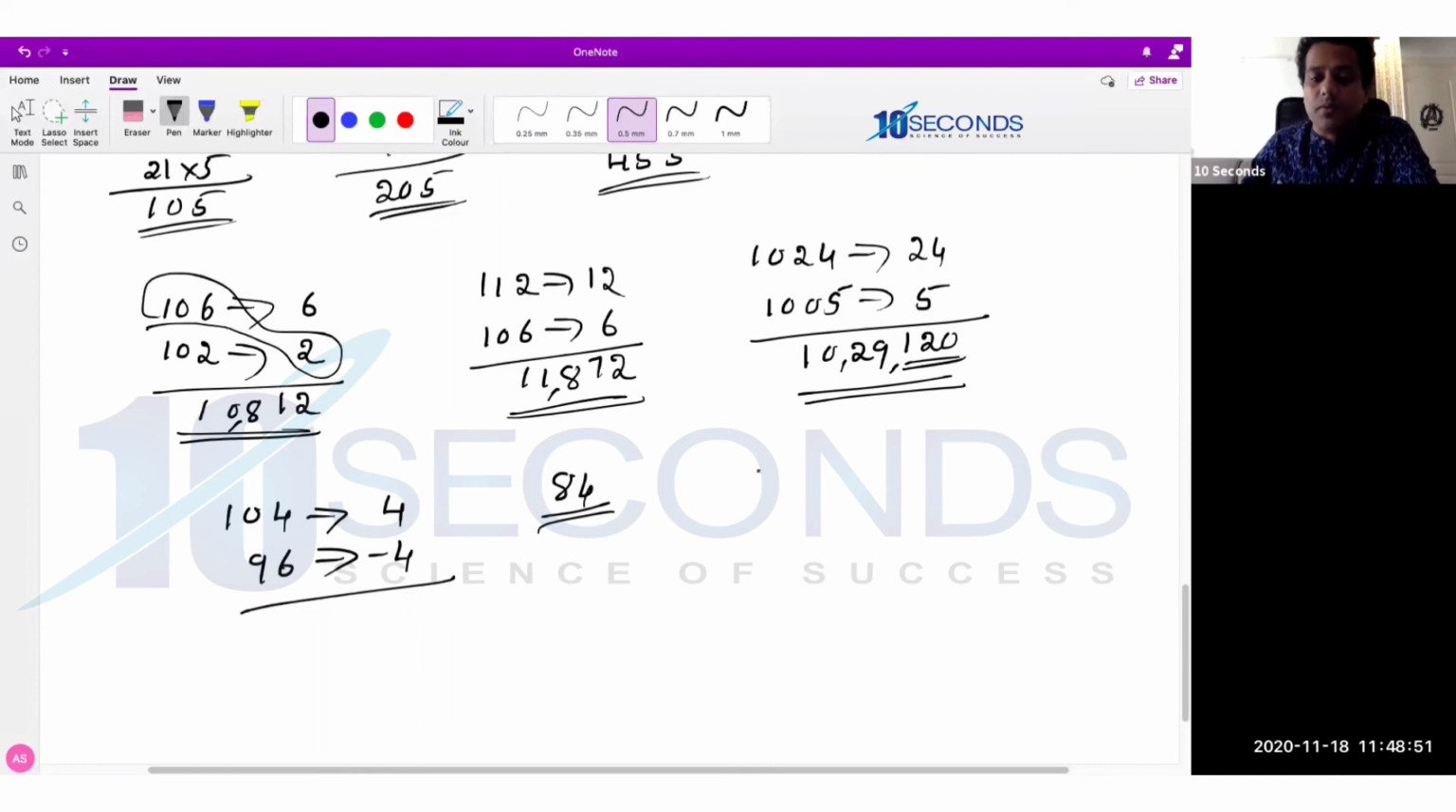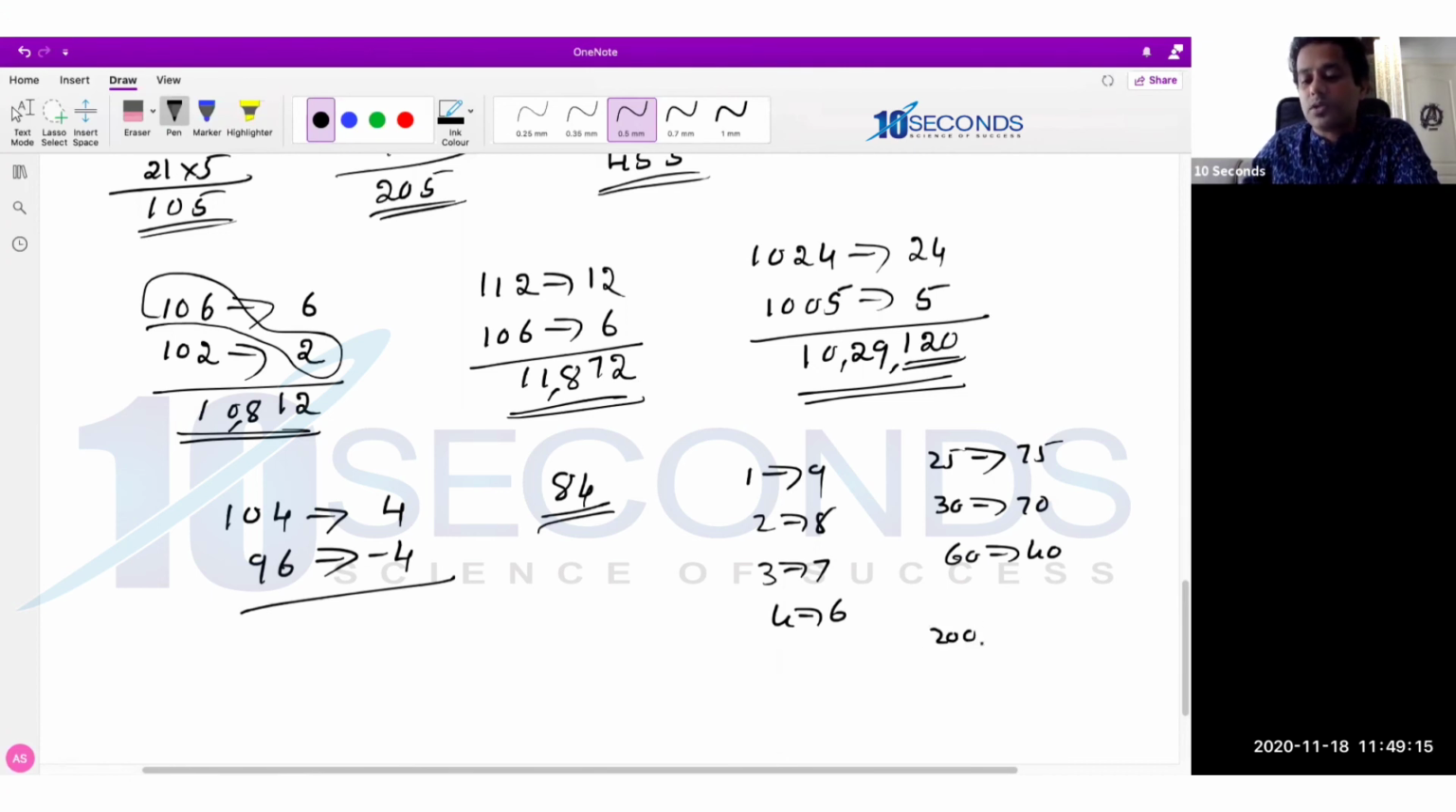For example, if you want me to explain the complement number, 1 complement, you have to subtract it from 10. 9. 2 complement, 8. 3 complement, 7. 4 complement, 6. 25 complement, you have to subtract it from the next place value, that is 100. 100 minus 25 is what? 75. 30 complement, 70. 60 complement, 40. Now if I take 200, the next place value is 1000. So 200 complement is what? 800. 300 complement is what? 700. It's called complement numbers.